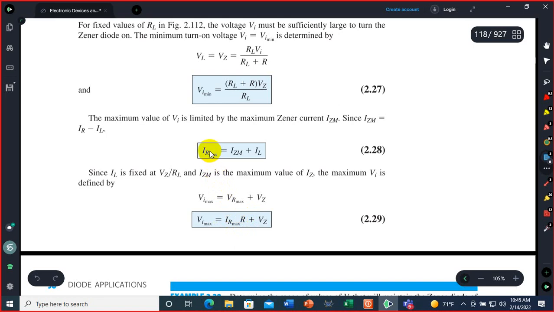We know the maximum current from equation 2.28. So this is the maximum current. If you multiply the maximum current by the resistance R, you get the maximum drop. So this is the maximum input voltage that you can allow: the maximum drop across the resistance R, not across the load, plus the zener voltage. This is the maximum voltage that you can allow in your system.